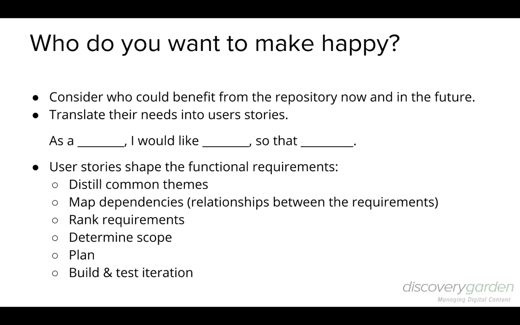So from those user stories, you'll have a look at them and distill common themes. So what are the big impact functionality pieces that can be drawn out to make a broad range of your stakeholders happy? Then you'll look at those functional requirements and map them to see which ones have dependencies on other ones. So that'll allow you to determine what can be included and what can't be included when you go to determine the scope of the project.